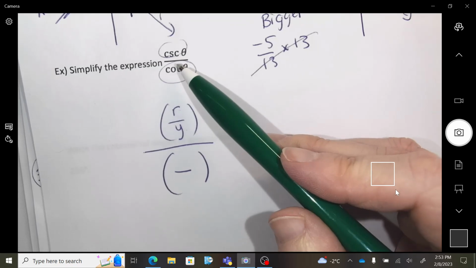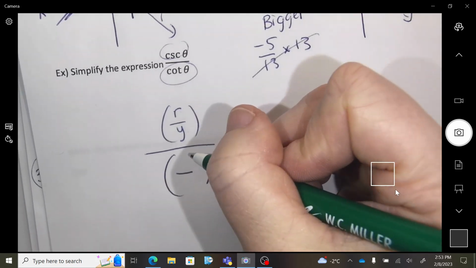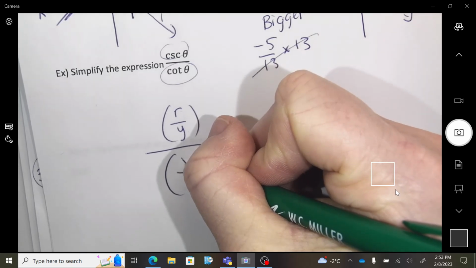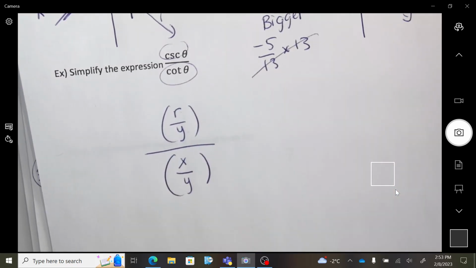Now cotangent is x over y. Formula sheet, x over y.